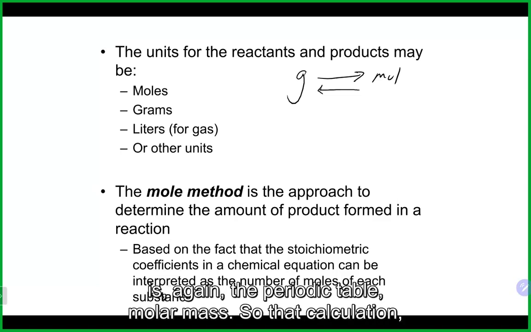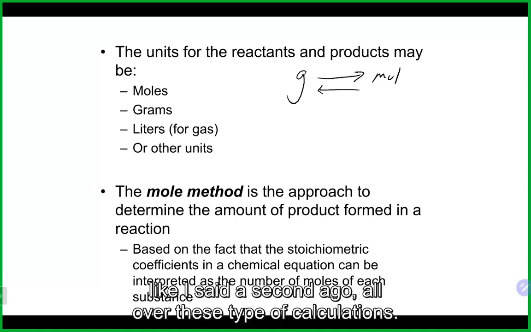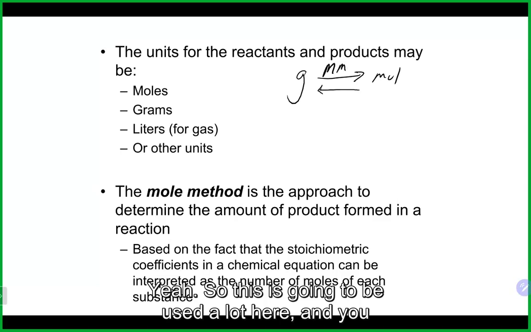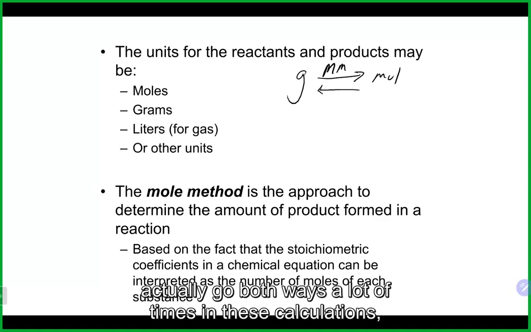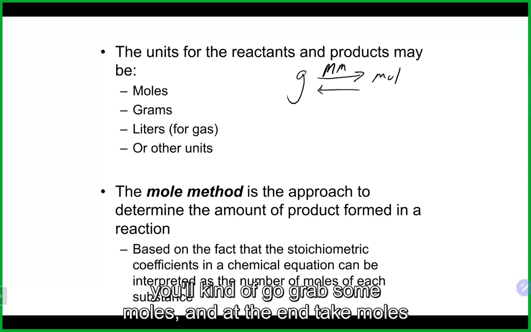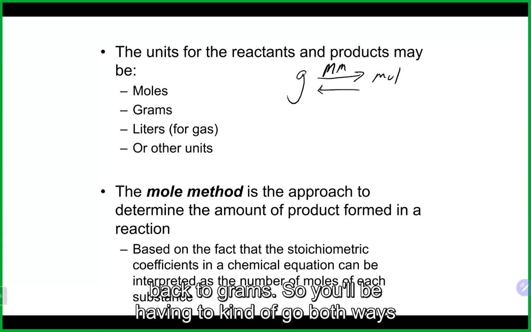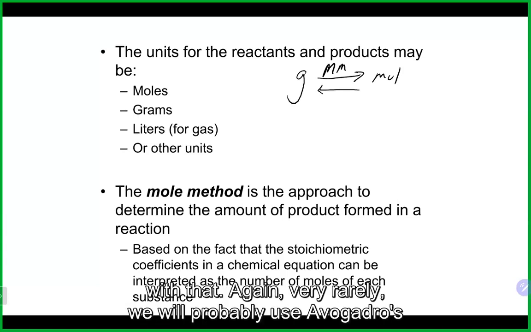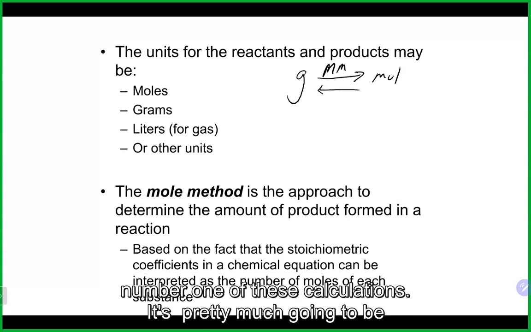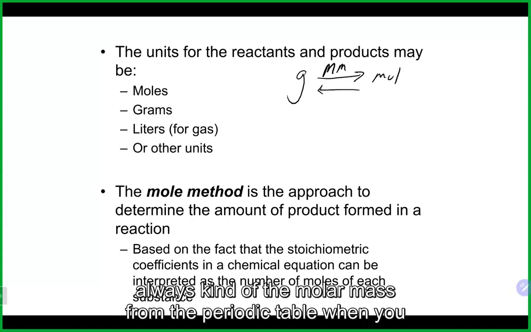That is, again, the periodic table molar mass. So that calculation, like I said a second ago, is all over these types of calculations. So this is going to be used a lot here. And you actually go both ways a lot of times in these calculations. You'll go grams to moles, and at the end, take moles back to grams. Again, very rarely will you probably use Avogadro's number in one of these calculations. It's pretty much always going to be the molar mass from the periodic table.